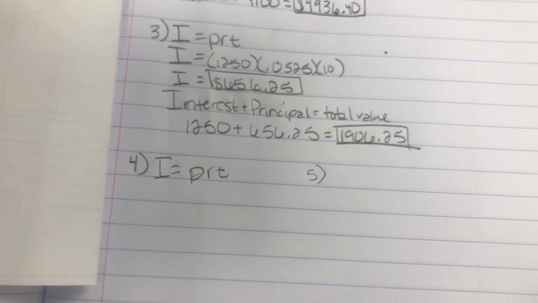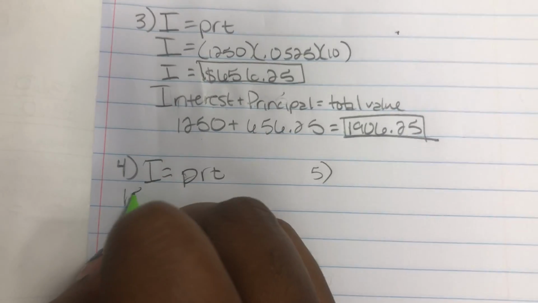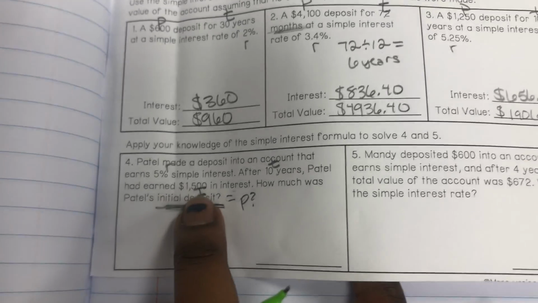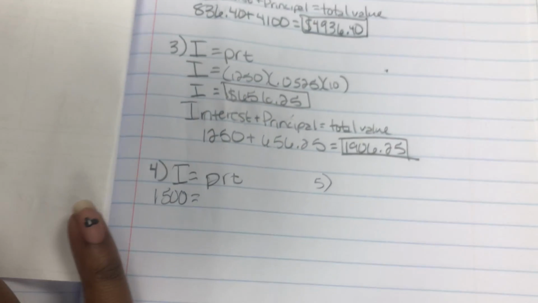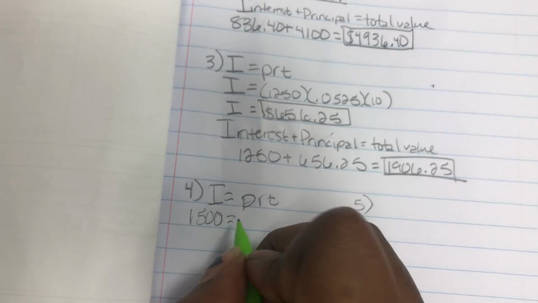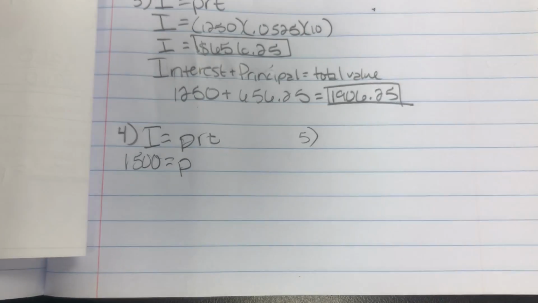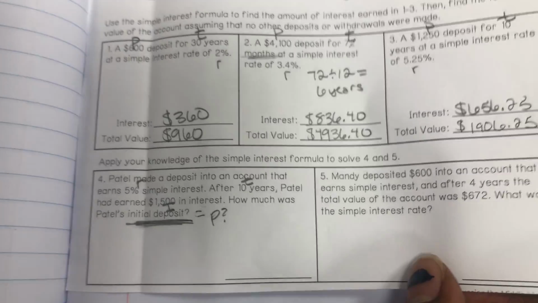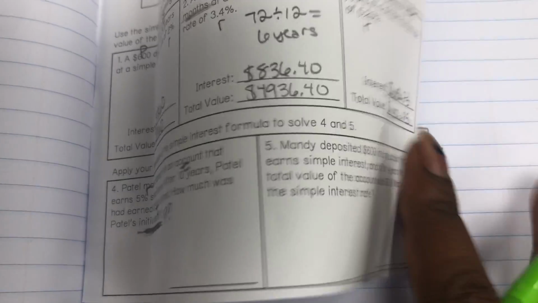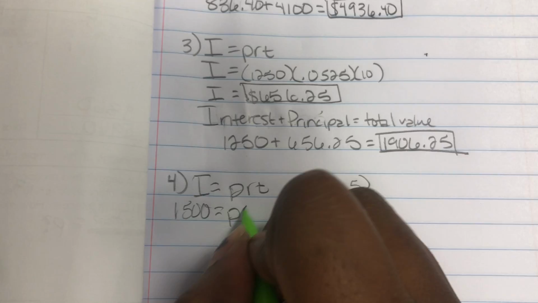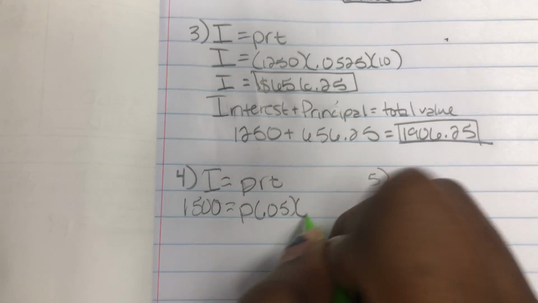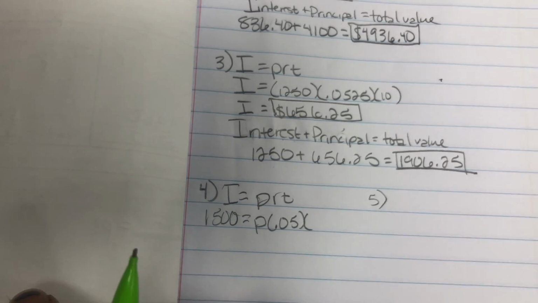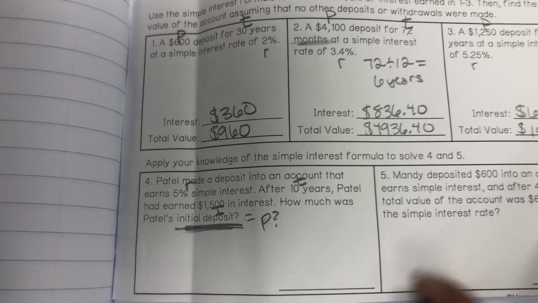All right, so it said that our interest was $1,500. Okay, if you look back at here, it said I was $1,500. Our principal, we were missing that, so that has to stay a P. Our rate, they said, was 5%, so we still have to turn that into a decimal. And then our T, they said, was time, and we said it was 10 years.